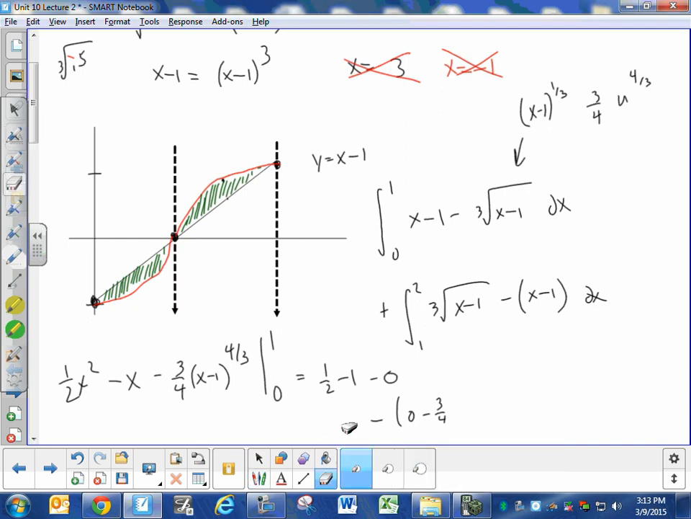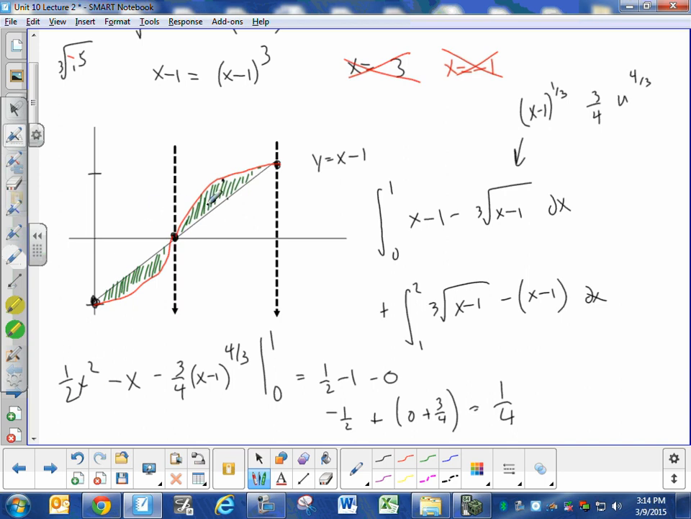There we go. So 0 minus 0 minus, this would be negative 1 to the 4/3. Is a positive 1 since it's the cube root and then to the fourth power. So that positive 1 times negative 3/4 gives you the negative 3/4. So I have 1/2 plus a positive 3/4, so that'd be 1/4.